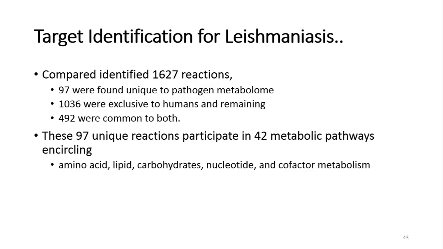We have exactly implemented this approach, and here is how we have obtained the result. When we compared the entire metabolomes of Leishmania with that of human, we ended up comparing 1627 reactions, from which we identified that there were only 97 that were found to be unique in the pathogen metabolome. Some 1036 reactions were exclusive to human, and the remaining 492 were common in both. Therefore, we further focused on those 97 reactions that were found to be unique in the pathogen metabolome.